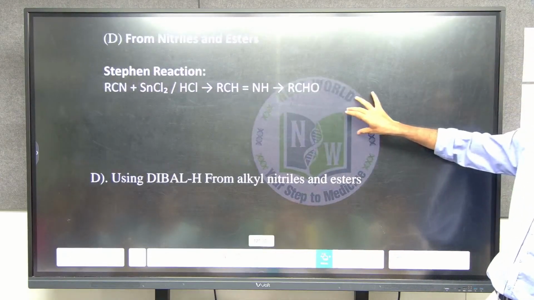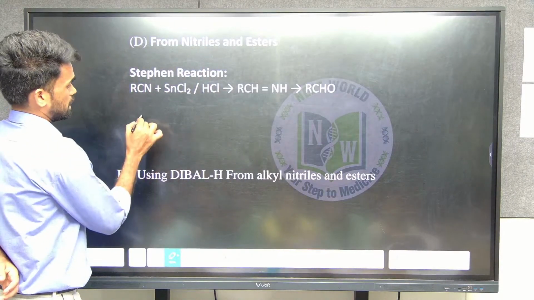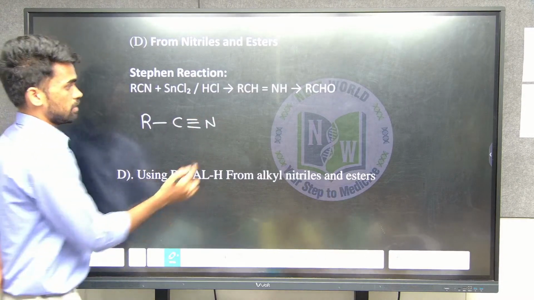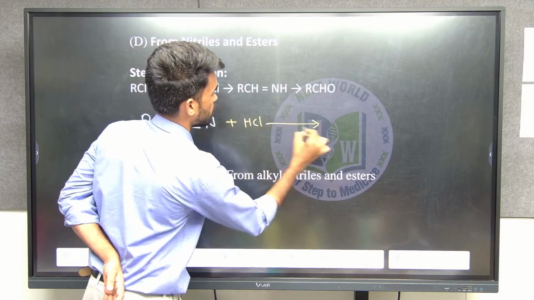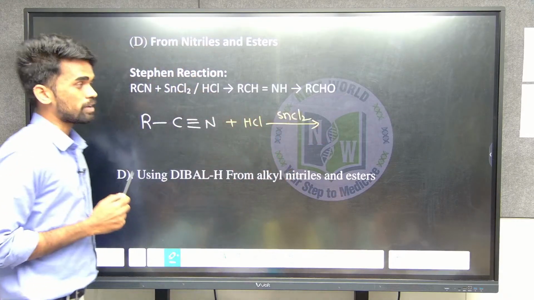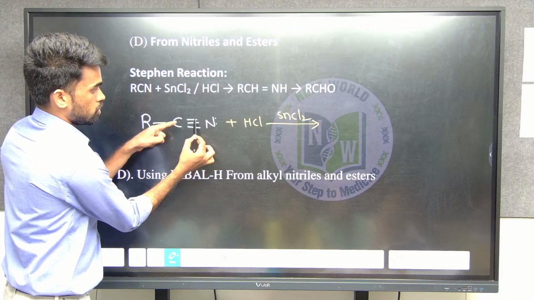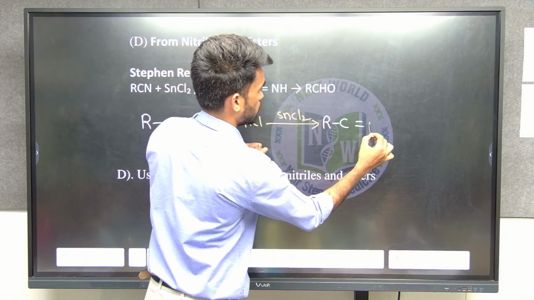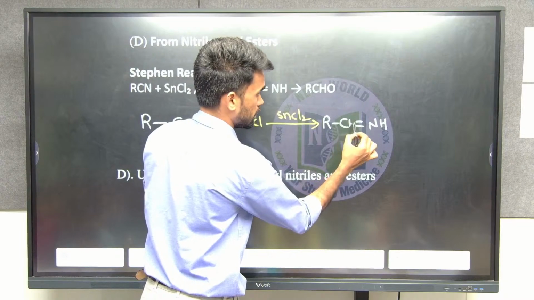Okay. Next one is Stephen reduction. What is that? Stephen reduction. Reaction or reduction also here. See, R C triple bond N. You are adding this with HCl in the presence of SnCl2. Okay. First, who is the electronegative atom here? So to that you shift this bond. You will get R C double bond NH, because this H is taken. Here there is a positive charge, so it will get hydrogen.